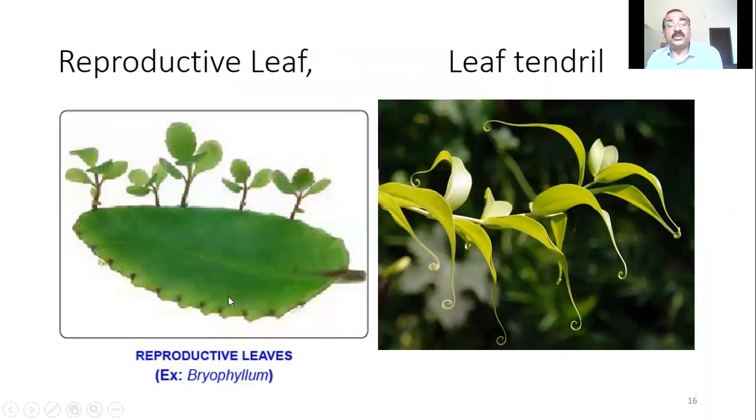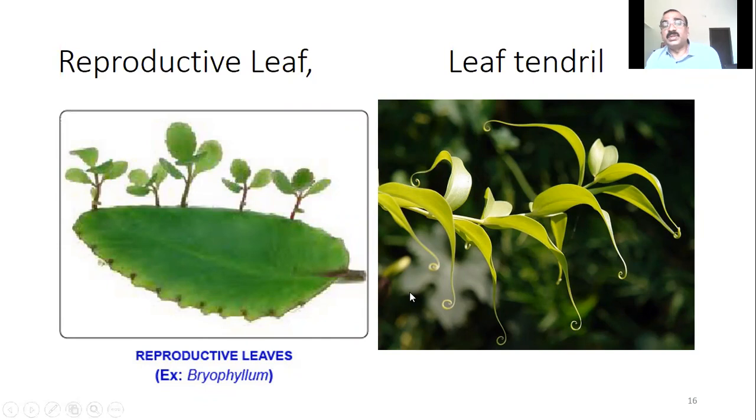Okay, now this is a reproductive leaf. I think all of you have seen this leaf. Maybe when we were young, we used to keep these leaves between the pages of our book, and it used to produce small plantlets marginally. So this is called bryophyllum. This is one example of a reproductive leaf. On the leaf margin there are vegetative buds, and these buds will develop into new plants. So this is a modification for reproduction.